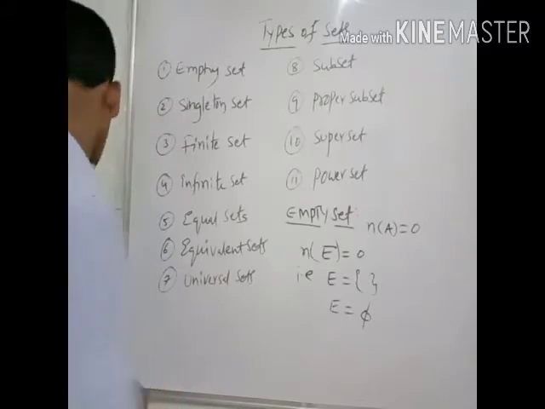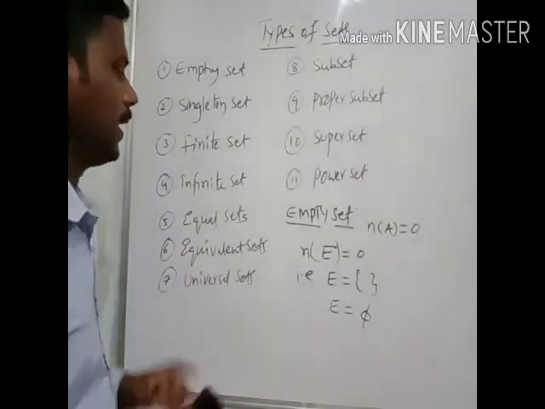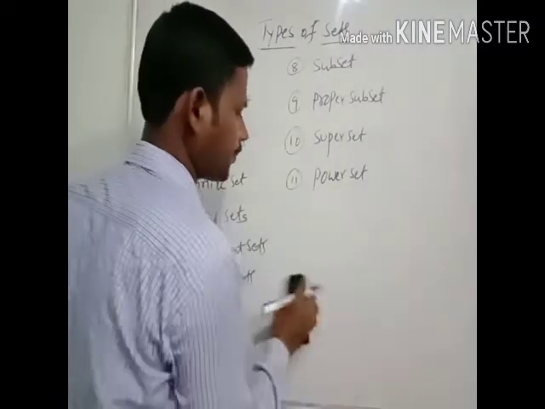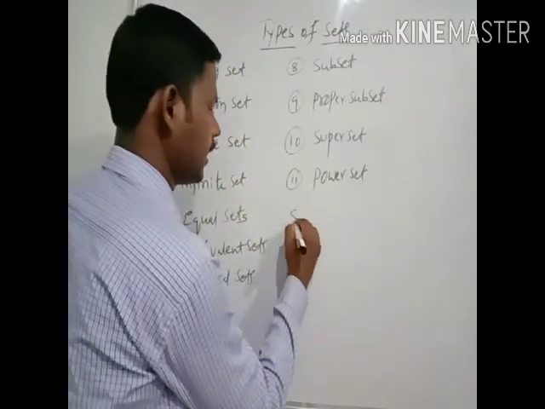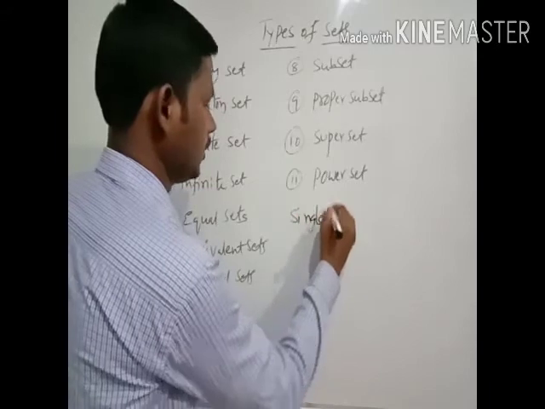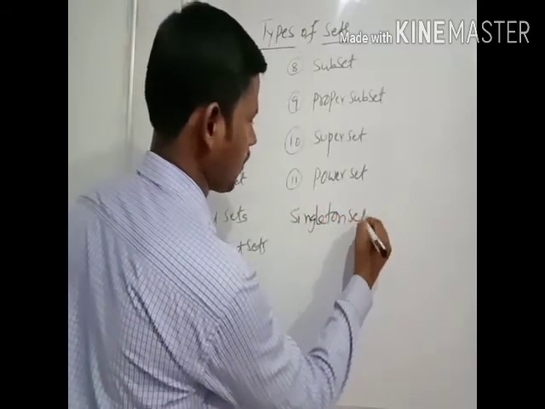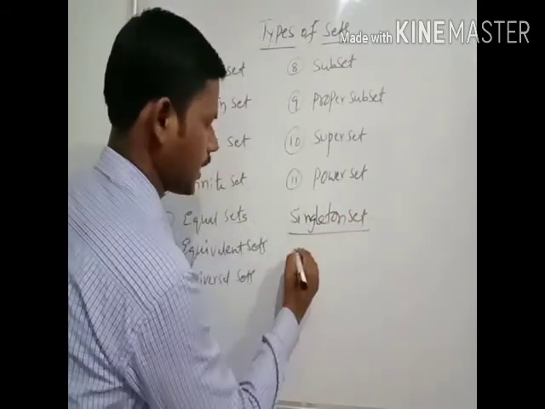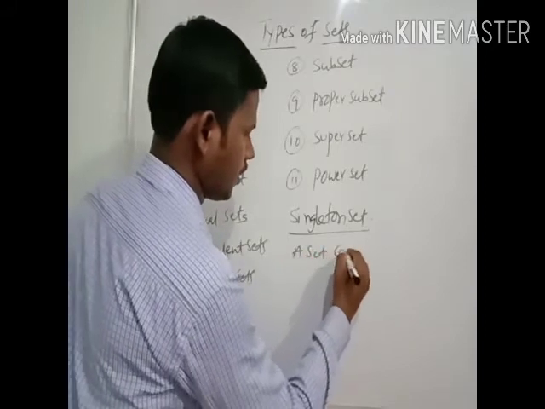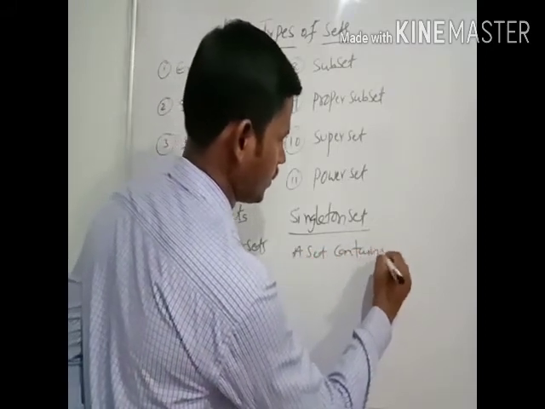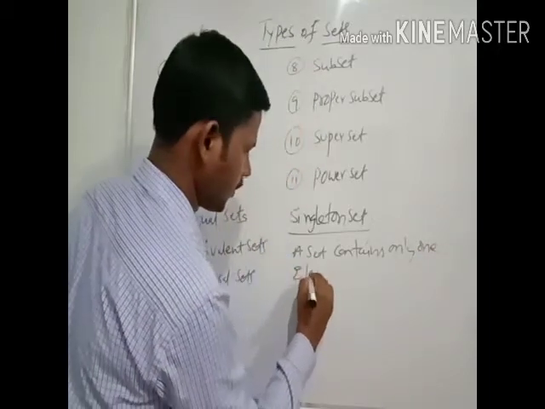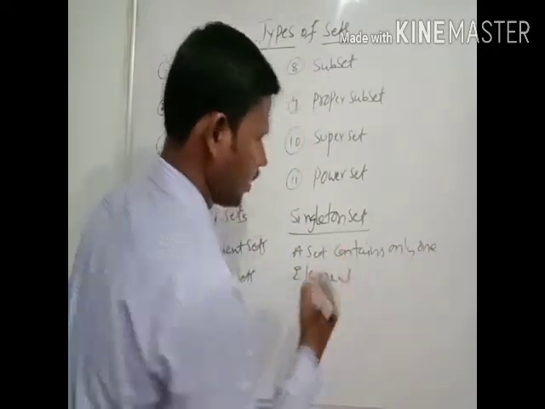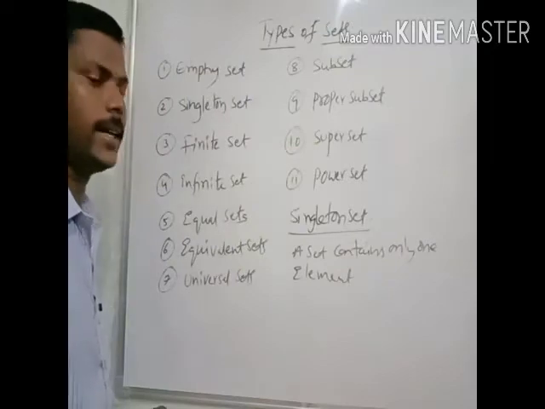Now, singleton set. What is a singleton set? A set containing only one element. Okay, children? If a set contains only one element, then it is called a singleton set.